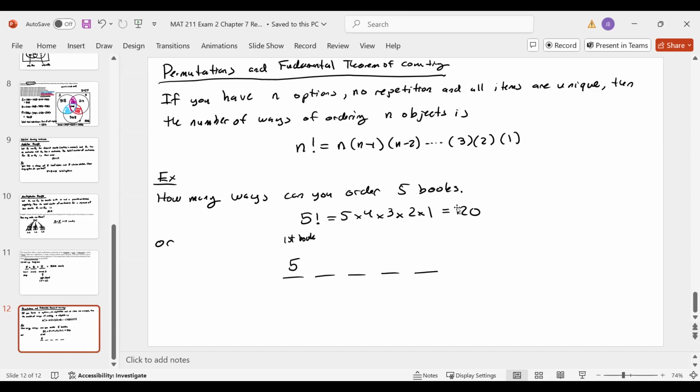And then once you use a book, that book can't be in another spot because it doesn't exist in 2 different locations. There's no repetition, and that book is a unique book. There's no other duplicates or anything like that. So then I have 4 options for my second book, and then I have 3 options for my third book, and then I have 2 options. I looked at the wrong number. And then I have 1 option, right? So as you're going down the line, you're starting to lose more and more options like that, okay? And then if you multiply all of these together, you get 120.